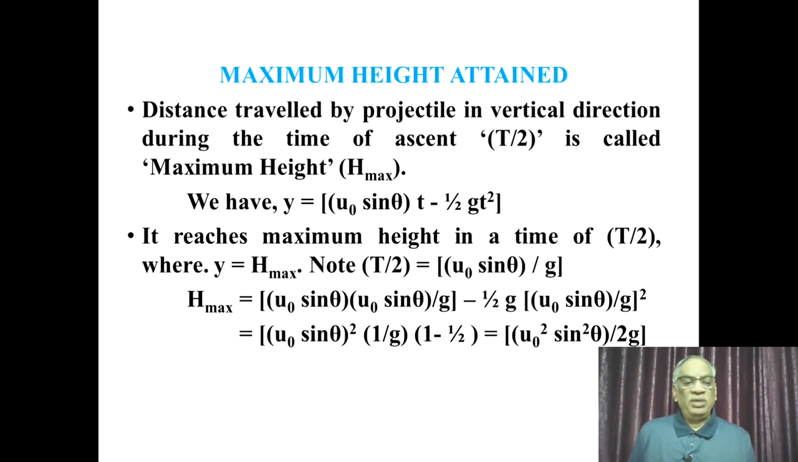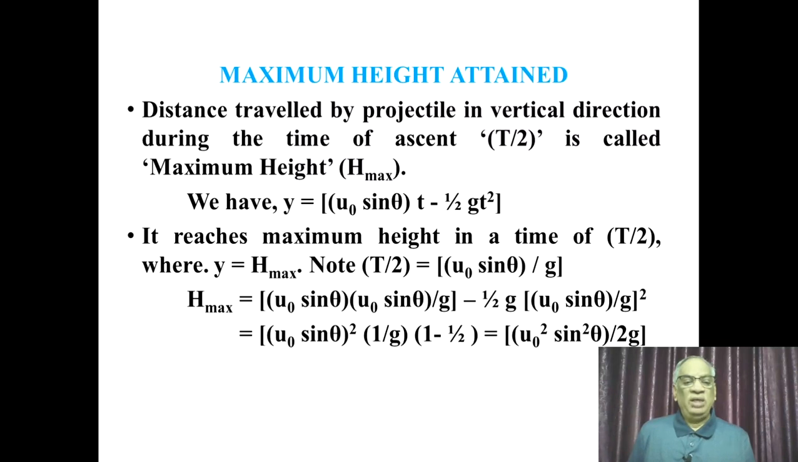Let us find out the equation for maximum height attained. The distance travelled by the projectile in the vertical direction during the time of ascent, that is half the time of flight, T by 2, is called the maximum height. So we have the equation y = u₀ sin θ t − ½ g t², where t is any instant of time.